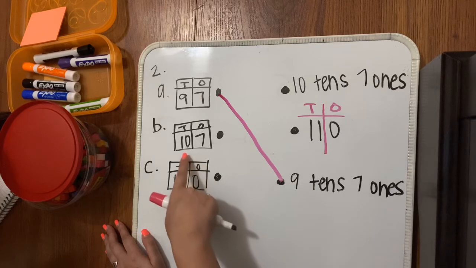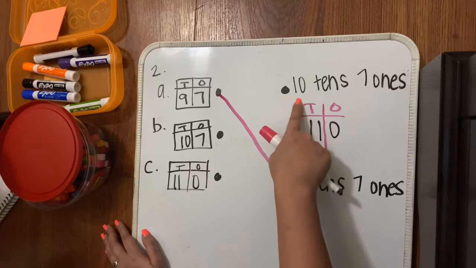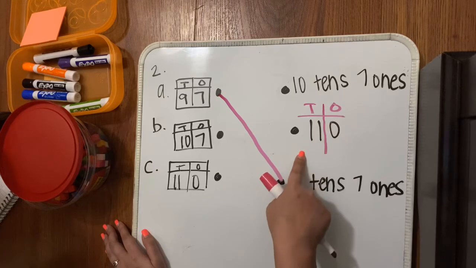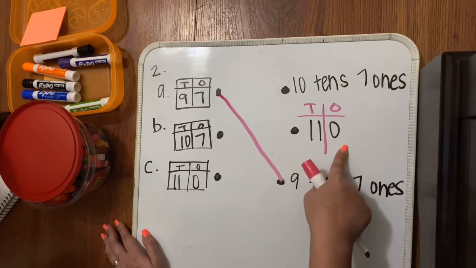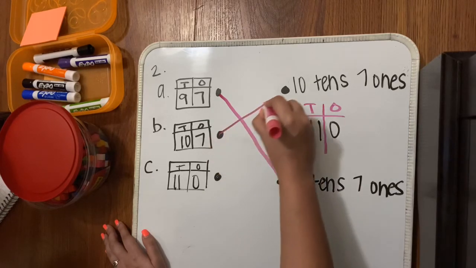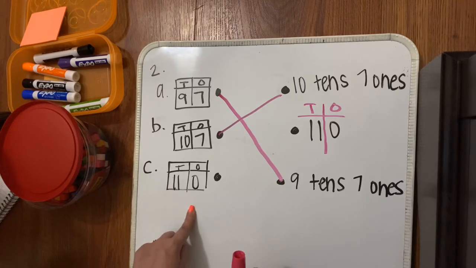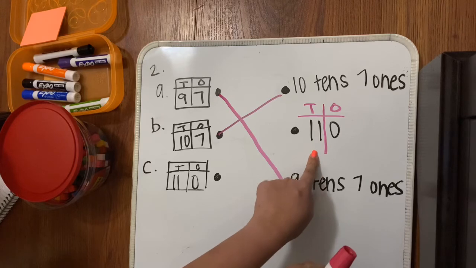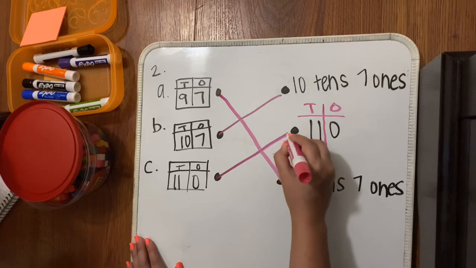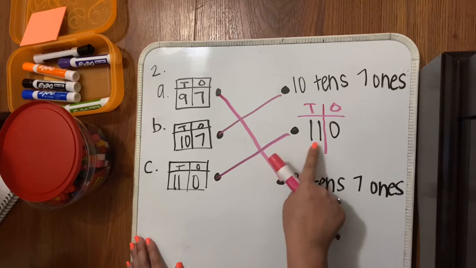All right, let's move on to 10 tens and 7 ones. Let's see. 10 tens and 7 ones. All right, that one I know for sure is right, but I'm gonna check this one just in case. 11 tens and 0 ones. Nope, that one's not right. So I knew this one was correct, so I'm gonna draw my line. My last one is 11 groups of 10 and 0 ones. Well, here I have 11 groups of 10 and 0 ones. So this and this are the same. And this is showing me that 11 groups of 10 and 0 ones is the same as 110.